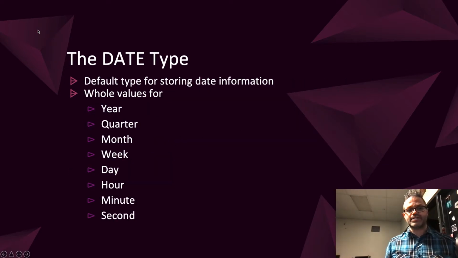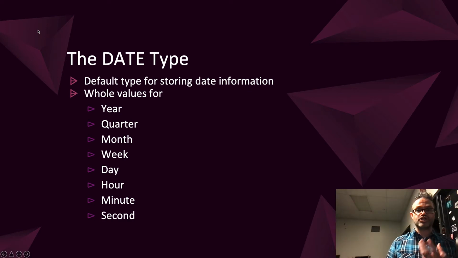So when we have the date type, we have the main way of actually storing information that uses whole values to talk about things like the year, quarter, the month, the week, the day, the hour, minute, second. There's a couple others, but these are the major components of date. And all of this information is stored inside every single date object, even if you don't know about it.